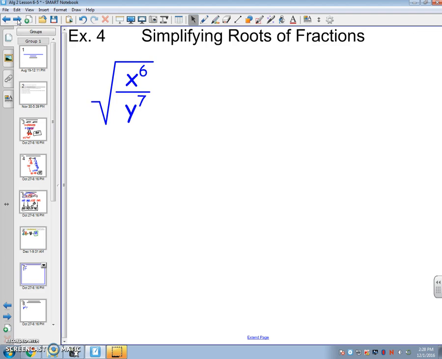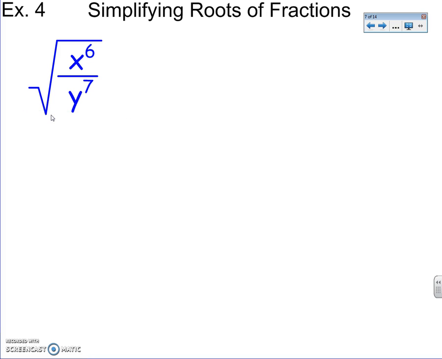So here's example 4. We're going to simplify this. Well, this one breaks condition number 3, no square root of fractions. So no fractions inside square roots. So what I'm going to do is I'm going to split this square root up. I'm going to split it to the square root of x to the 6 on top, divided by the square root of y to the 7th on bottom.